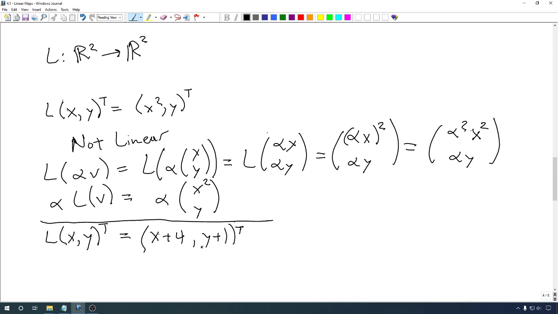This is actually, like I said, an example of an affine map. Something that looks like it should be linear, but it has these extra constants, just constants that are being added to our result that are causing it to not be a linear map.